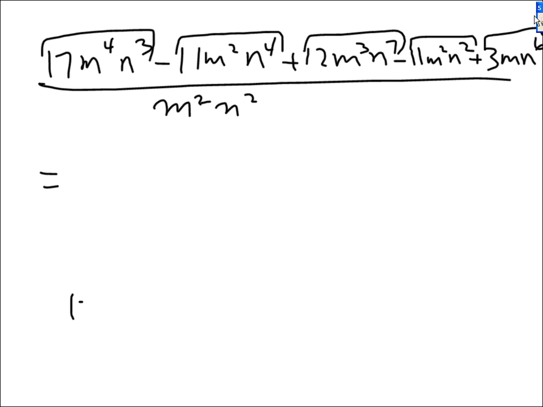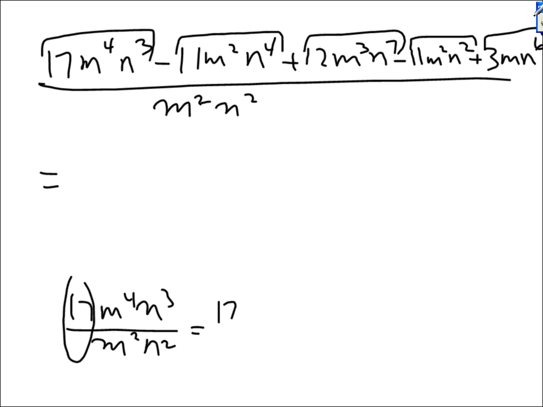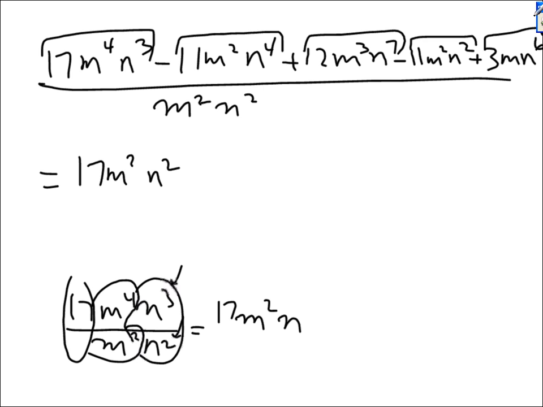So what is 17 m to the 4th, the first term, divided by m squared n squared? Well, the 17 just stays, there's no number on the bottom to cancel. So that's just 17. The m's are lined up. M to the 4th divided by m squared, you subtract the powers. 4 minus 2 is 2. And for n, it's just to the first, because 3 take away 2 is 1. So that's the first part of the answer, 17 m squared n.